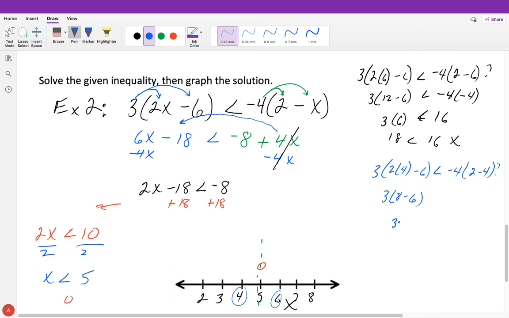8 minus 6 is 2. So 3 times 2 is 6. And is this less than? Well, negative 4, 2 minus 4 is negative 2. And negative 4 times negative 2 is a positive 8. So 6 is less than 8. So that means that this side worked. So my graph needs to go into that region.